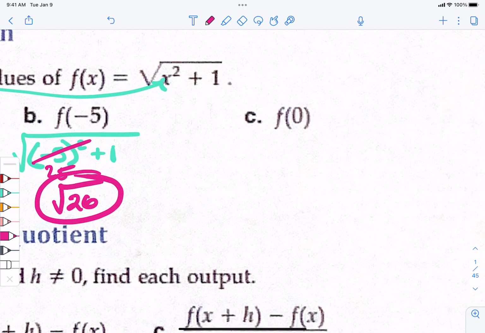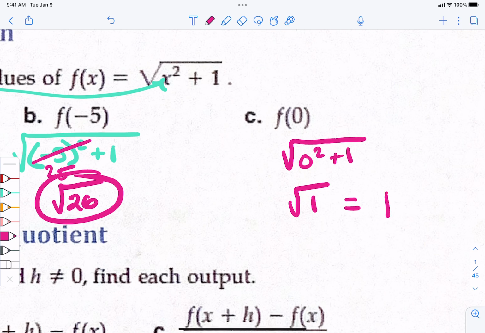Okay, last one. The square root of 0 squared plus 1. That is the square root of 1. Does that come out nicely? Yes. What's the square root of 1? 1. Is it plus and minus 1 or just 1? Just 1.